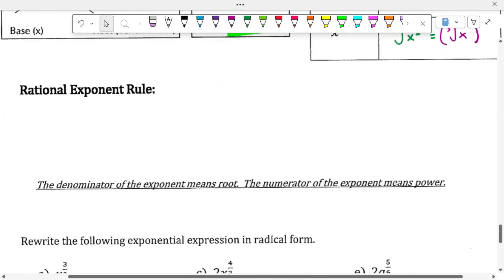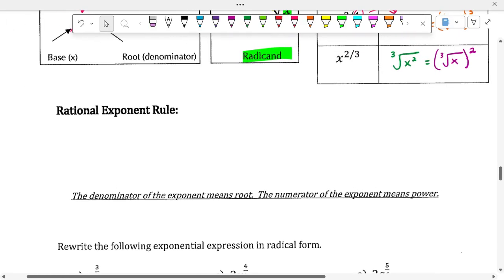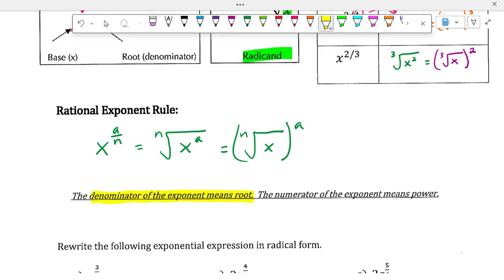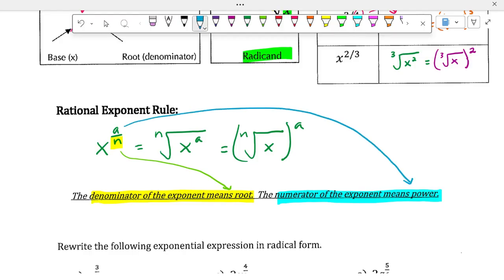So again, if you are given x to the a over n, that is the same thing as the nth root of x to the a, or the nth root of x all to the a power. So the denominator of the exponent means root. That's the type of root it is. So n is considered your root. Your numerator means that's the power. So a is the power you're raising your value to.